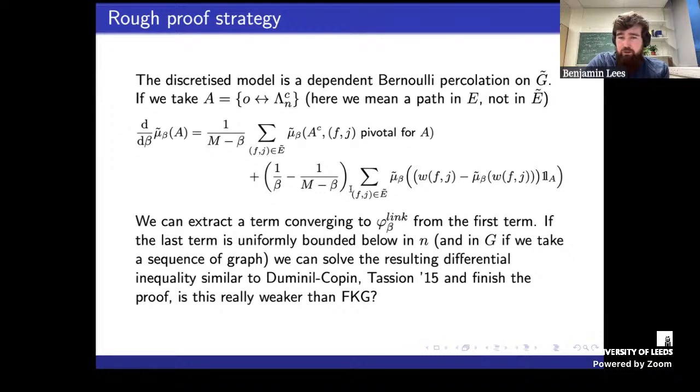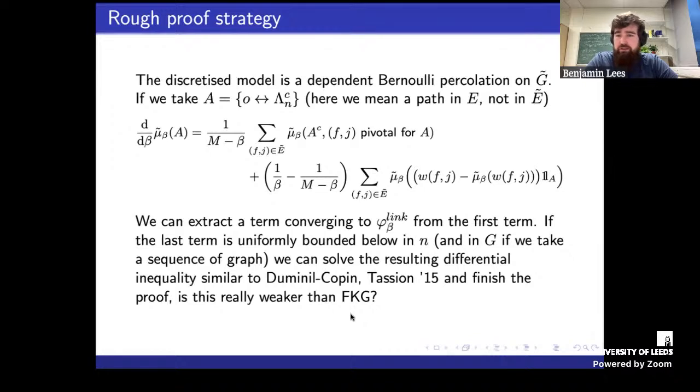So the question is, because we don't need FKG in full generality, we only need something about events of this form, and we don't need non-negativity. We just need that this is uniform. This sum is uniformly bounded below, or this whole term, in fact, is uniformly bounded below in N, the size of the box, and in G, if we're taking some exhaustion of an infinite graph. Can we prove something like this? So this is where we are not quite sure.